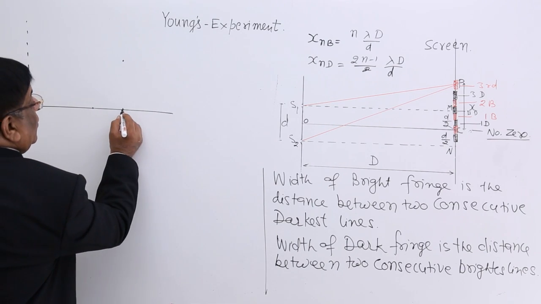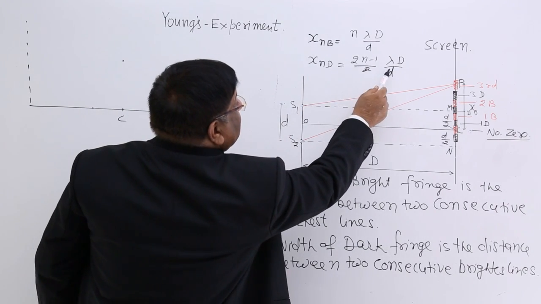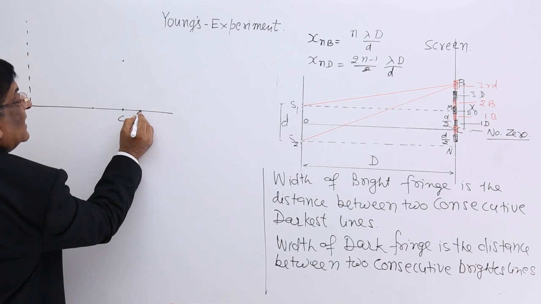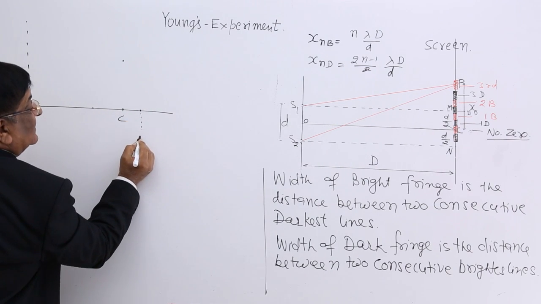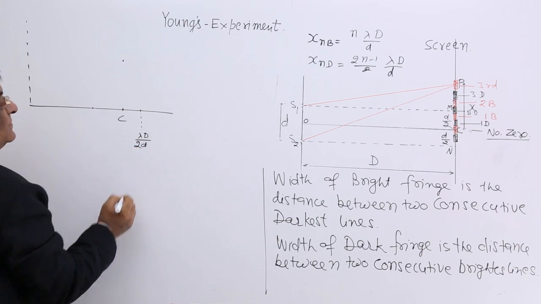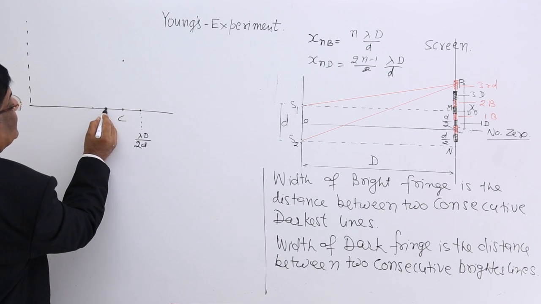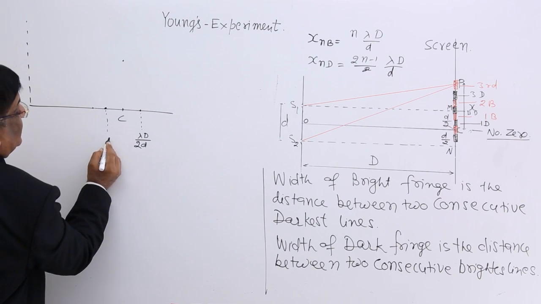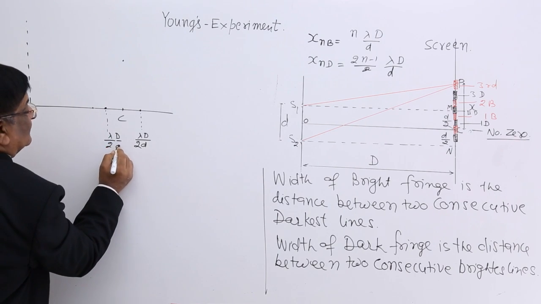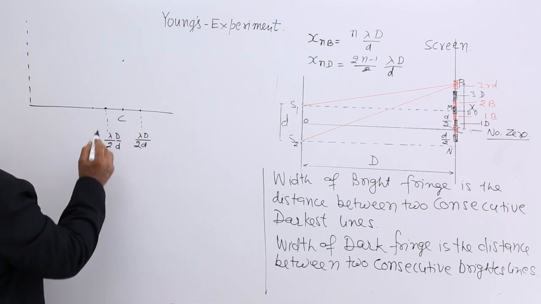So, the first distance is half lambda D by d. This will be the darkest point on this side, and this will be the darkest point on this side. What is the distance? Lambda by 2 D by d. Now, this is dark, and this is maximum bright.